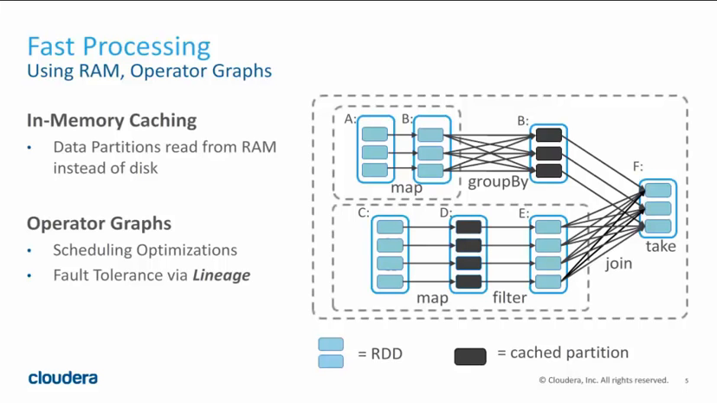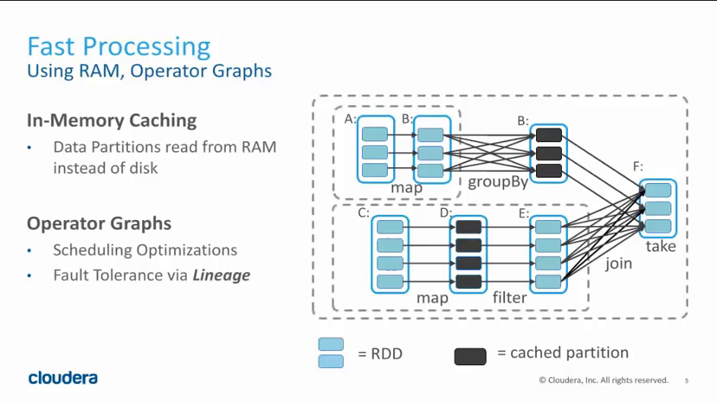And what we've observed is that the price of memory is dropping. We're seeing Moore's law apply to memory, and that trend is likely to continue. So a system that can maximize the usage of memory is very compelling.